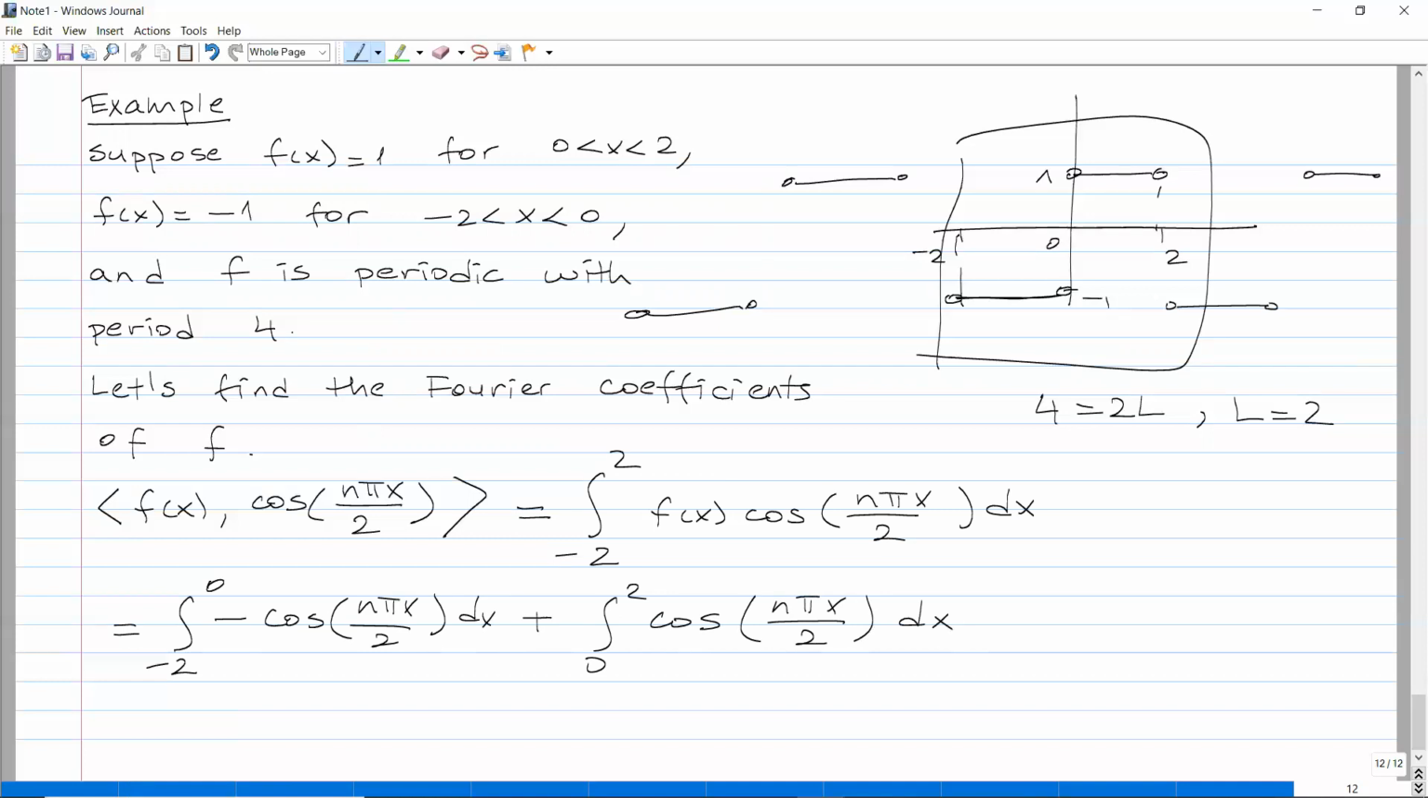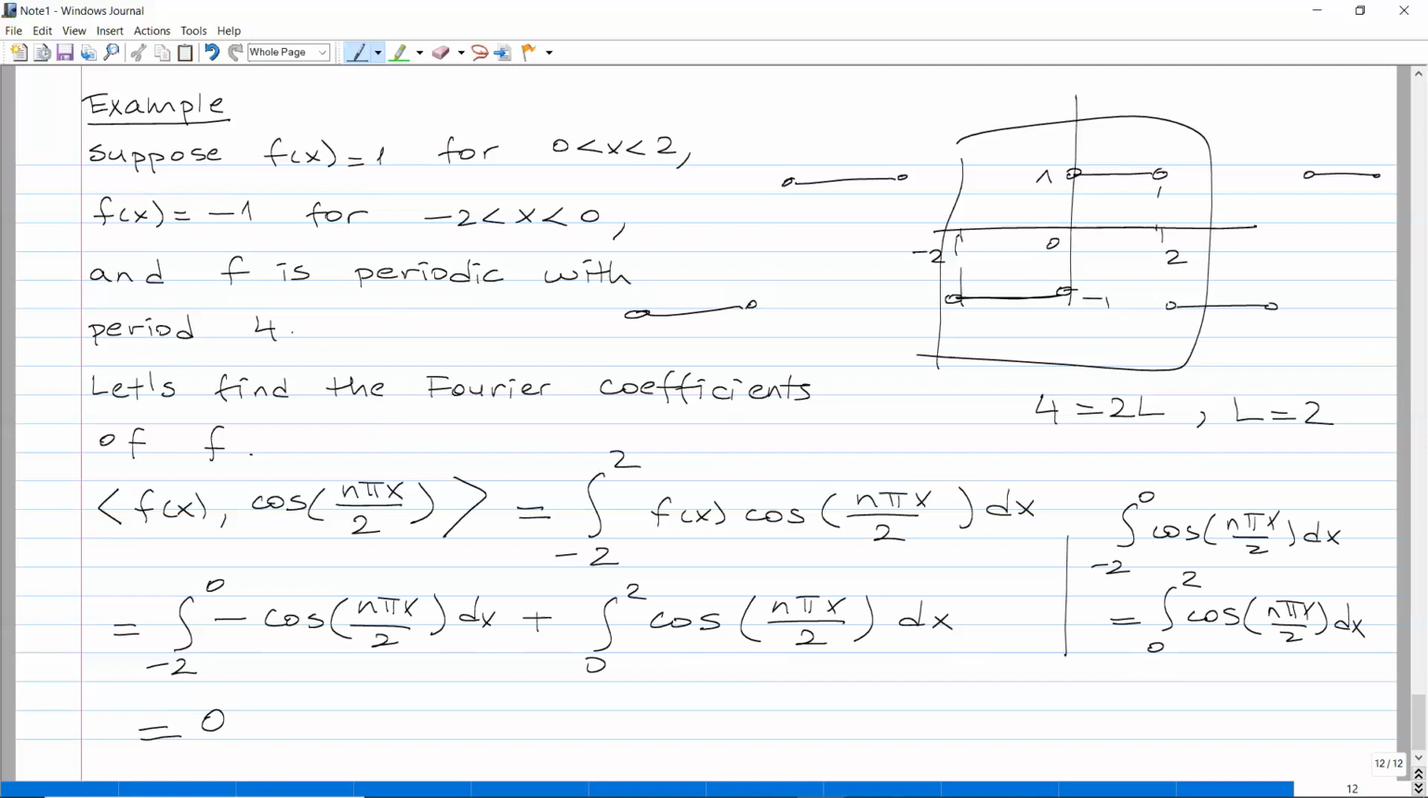But since cosine is an even function, the integral from 0 to 2 is going to be the same as the integral from minus 2 to 0. So the integral from minus 2 to 0 of cosine n pi x over 2 is equal to the integral from 0 to 2. So this inner product is going to be 0.